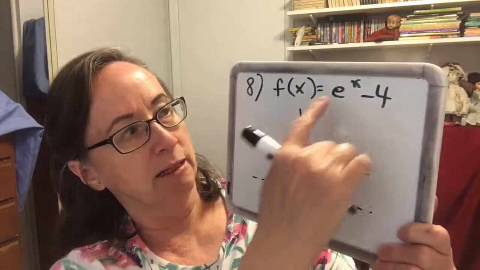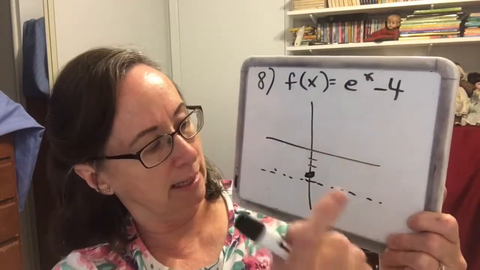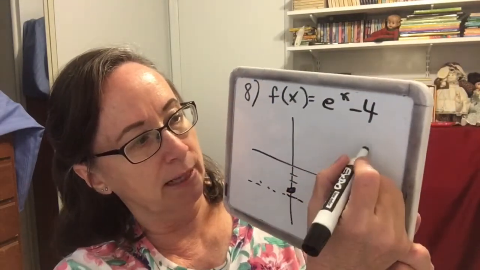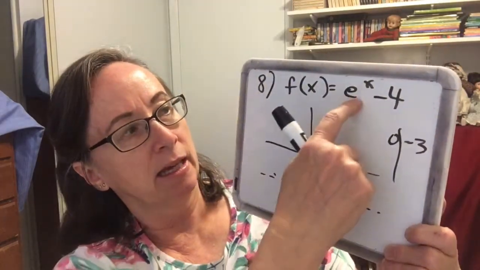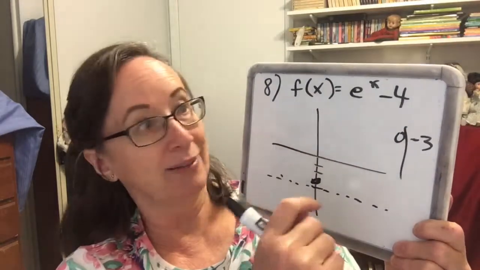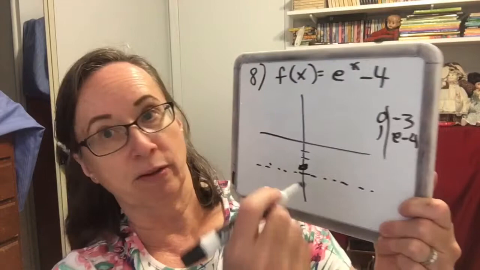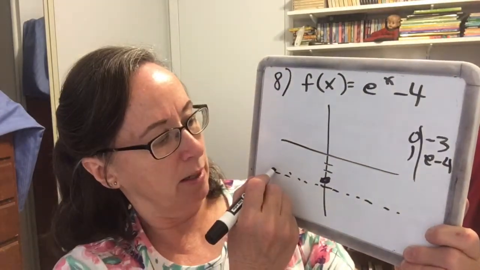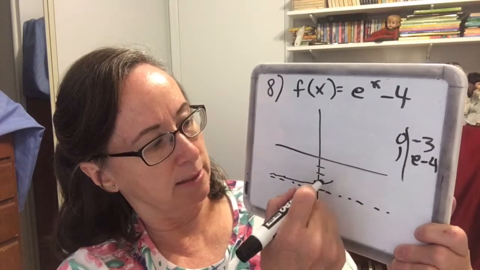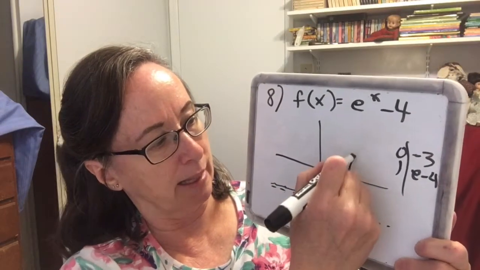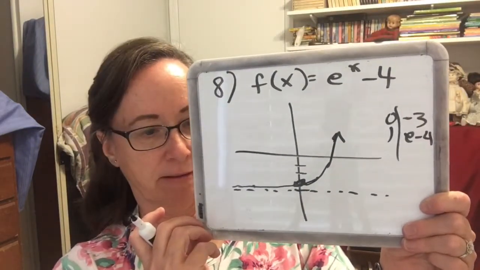Okay, and we can see if we plugged in 0, we'd get a 1, minus 4 is a -3. So (0, -3) is a point. And if I plugged in a 1, I'd have e minus 4. So basically everything is doing just what it was before, but it is dropped down 4 spaces. Okay, so it's going to go up like that. So that's the general effect there.